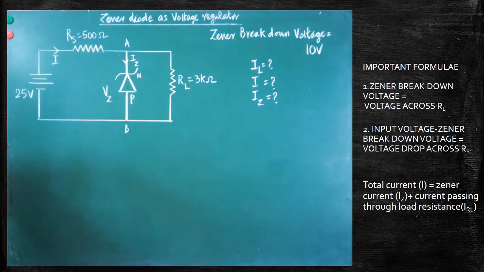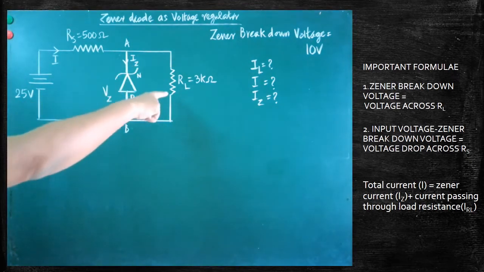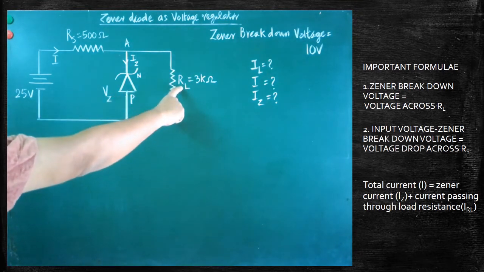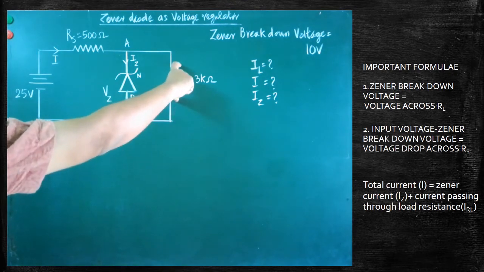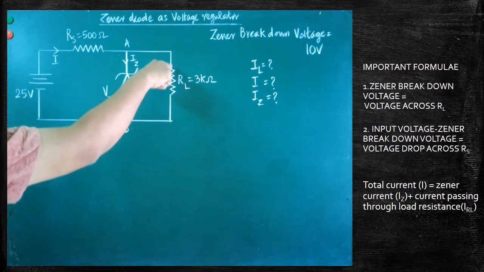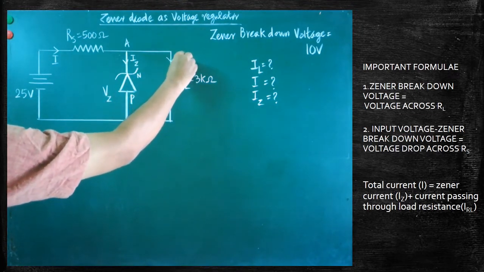Here you are asked to find out the current passing through the load resistance. This is called RL. Wherever the output is measured, that particular resistance is called the load resistance. Across it, 3 kilo ohm is connected, through which some amount of current is passing. That current is called IL, and that is to be found out.